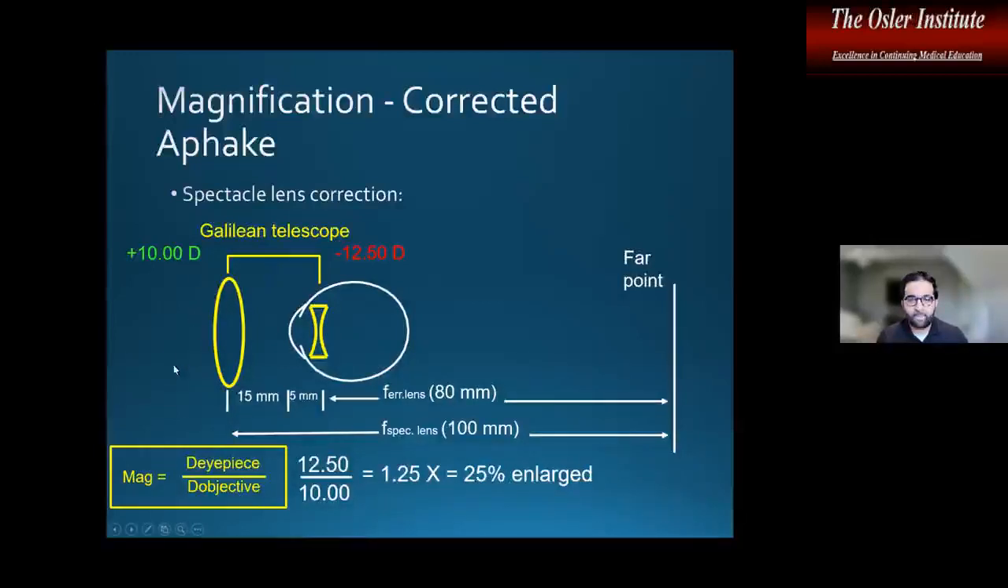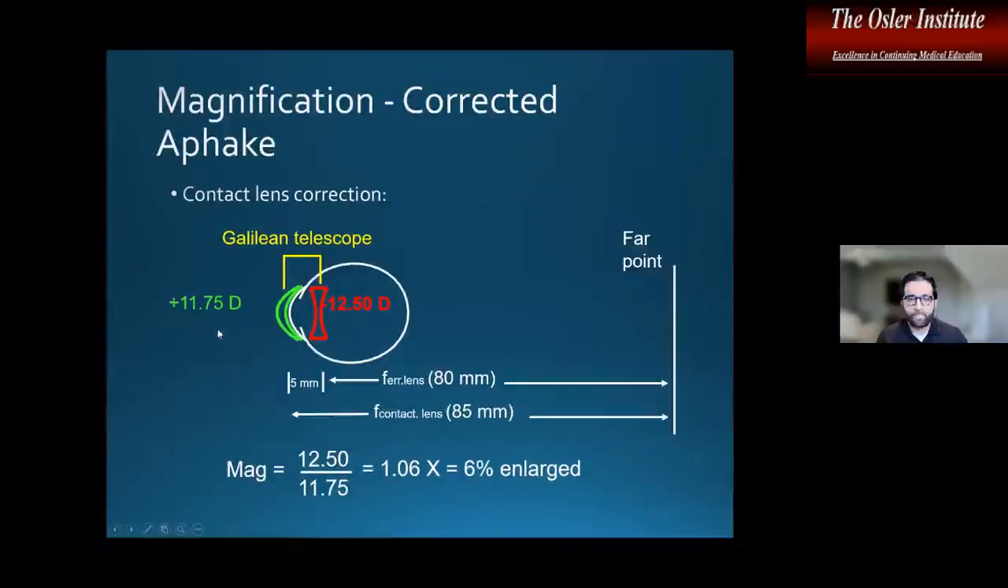But let's say we fit the same patient, just to make the math easier, with a 11.75 diopter contact lens. Now, when we look at the magnification, things are only going to be 6% enlarged. So this is one of the reasons why, if you have an aphakic patient, like a child, a contact lens may be much more tolerable than wearing the high hyperopic glasses, because you've decreased the magnification.